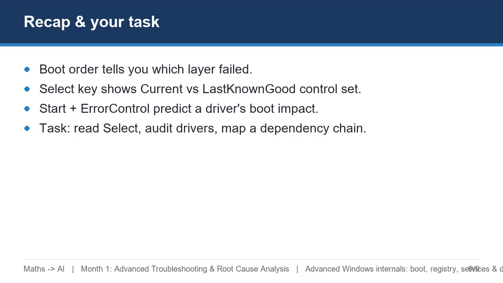Recap. The boot order, firmware, boot manager, loader, kernel, SMSS, WinLogon, tells you which layer failed. The Select key shows which control set is current versus LastKnownGood. A driver's start type and error control predict whether its failure is a no-boot or a nuisance. Your task, on a test VM: read the Select key, pick 3 drivers and predict their boot impact from start and error control, run Autoruns and find an unsigned entry, then map a multi-dependency services chain with sc qc and Get-Service.